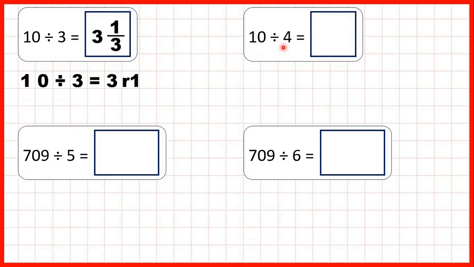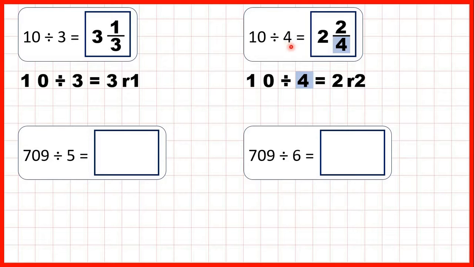So what is 10 divided by 4? Well, that's 2 remainder 2, because 2 times 4 is 8, and then from 8 we need 2 more to get to 10. But again, we can write the remainder as a fraction. We have 2 because we have 2 wholes, then we have 2 as the numerator because we always write the remainder as the numerator, and then the denominator is the divisor, so that's 4 because we're dividing by 4. So our answer is 2 and 2/4.